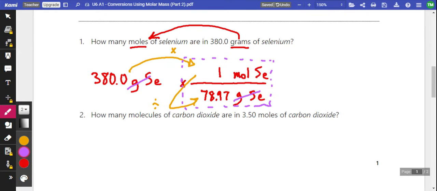I take 380.0 times 1 divided by 78.97. Let me get my calculator out here. There it is. All right, plug this in. And I get about 4.812-ish. And my new unit is moles of selenium. All right, and that should be my answer.